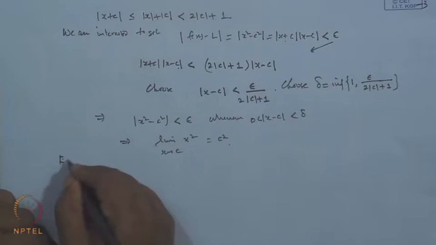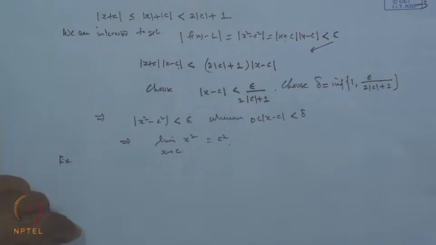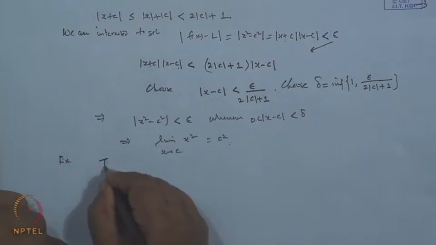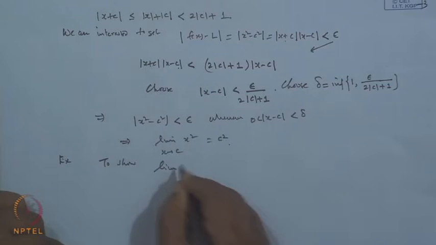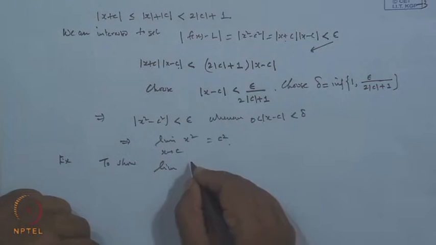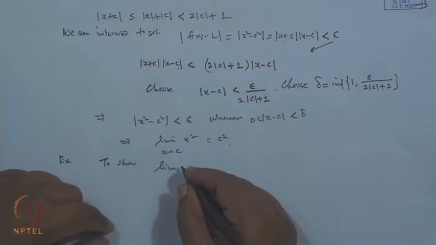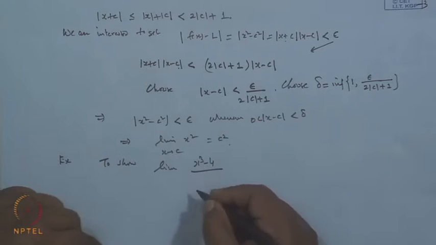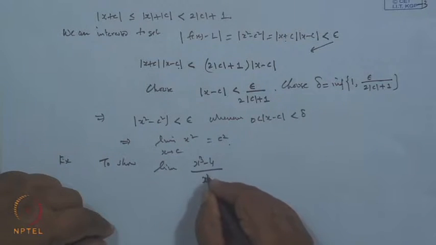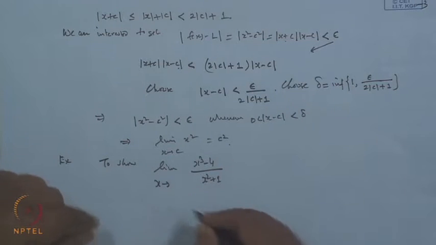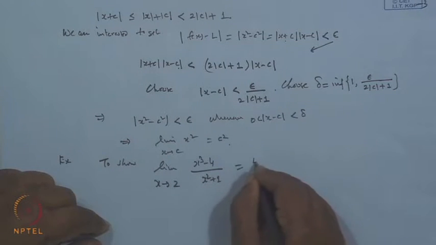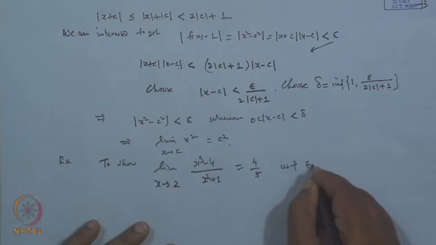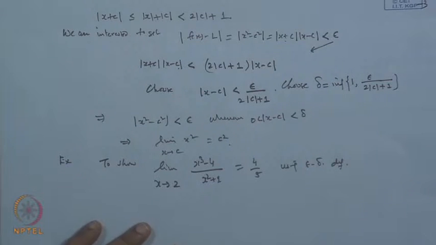Let us take one more example where we are also using some trick. Suppose I ask you to show that the limit of (x cube minus 4) divided by (x square plus 1), when x tends to 2, is 4 by 5. Suppose we are interested in showing this using the epsilon delta definition. Okay.